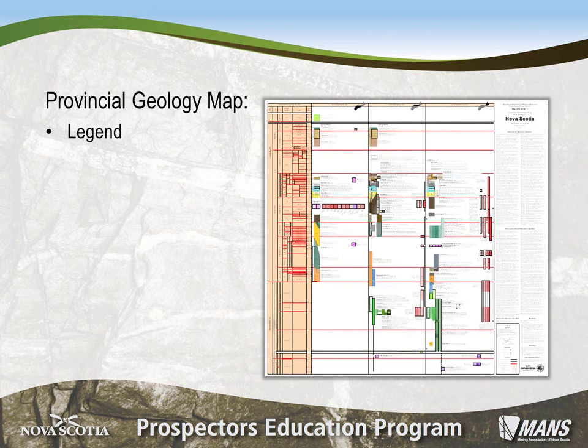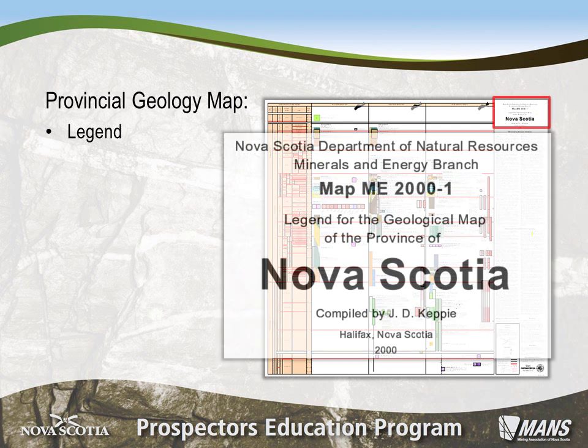Here is the legend for the Provincial Geology Map. Nova Scotia's geology is quite diverse for such a small area. The legend that accompanies the map is very detailed in its description of the various geological units. The legend is so detailed it requires its own separate page, shown here. It's impossible to see the detail here, so we'll look at it in pieces, starting with the title block for the legend.